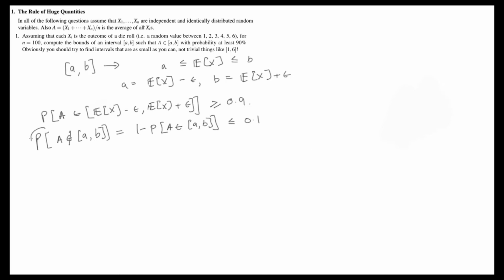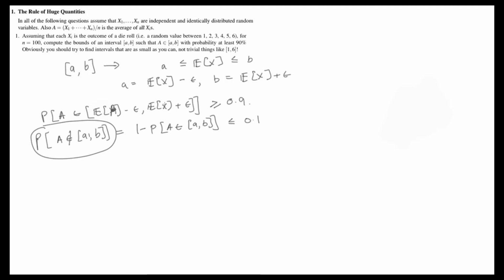So now we see this thing, right? We see the probability of a not lying in a comma b. What does that mean in terms of what we've described a and b? It means that this is basically the probability that a is further away from the mean by more than epsilon, right? So the expectation of x is exactly in between a and b. And if a doesn't lie in between a and b, that means it lies more than epsilon away from the expectation of x. And this is, let's just say, expectation of a.